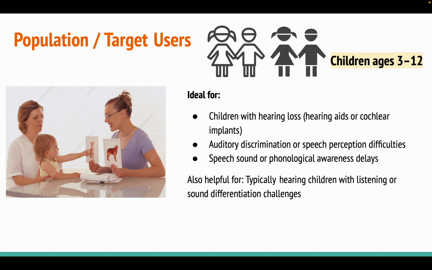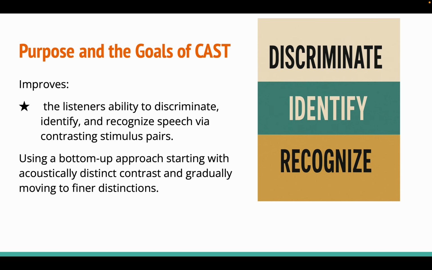Overall, CAST works best for younger learners developing foundational listening and speech skills, though the same contrastive approach can be adopted for older children and adults. The main goal of CAST is to strengthen a listener's ability to discriminate, identify, and recognize speech sounds by using contrast pairs. This program takes a bottom-up approach, meaning it starts with easier, more acoustically distinct contrasts, like long versus short or continuous versus interrupted sounds, and gradually moves to finer, more detailed differences.